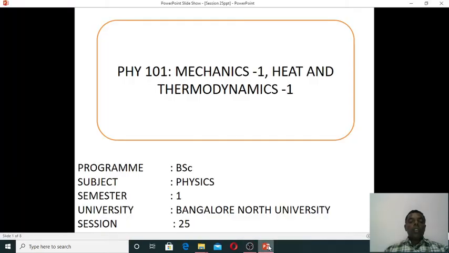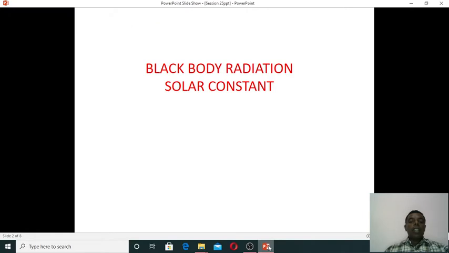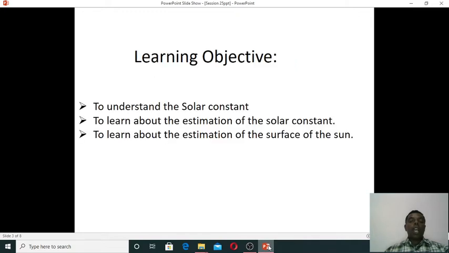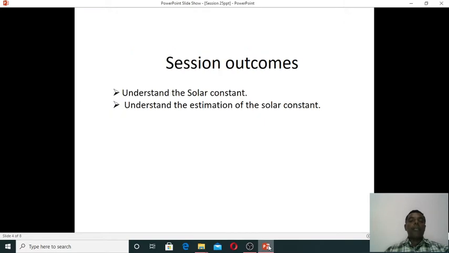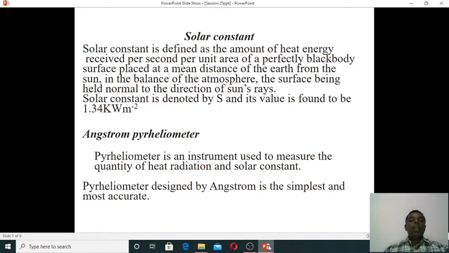So today we'll discuss session 25. Session 25 is called blackbody radiation: solar constant and estimation of surface temperature of a star. In this we'll understand what the solar constant is, and we'll estimate the solar constant and the surface temperature of the sun. So what is solar constant?